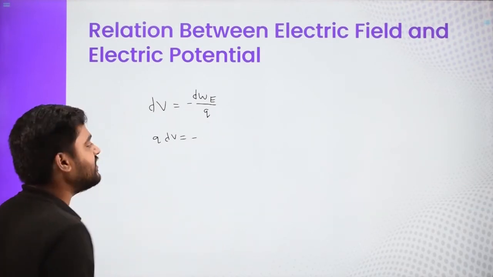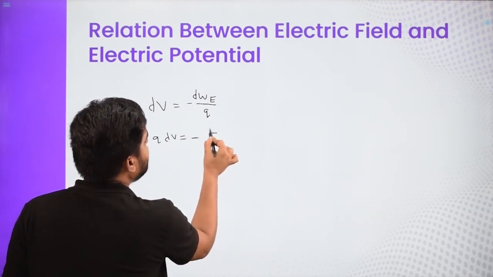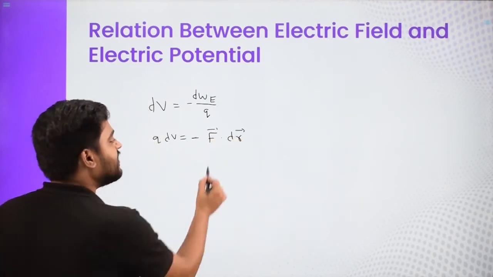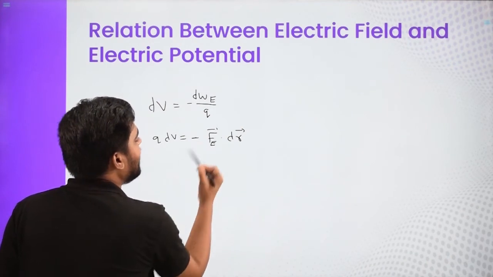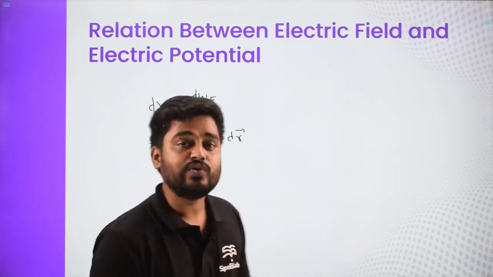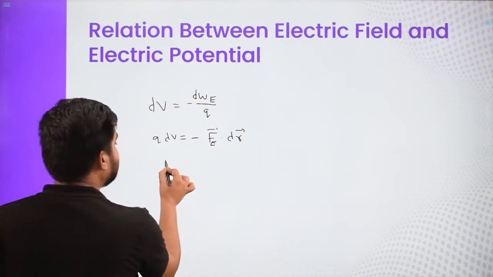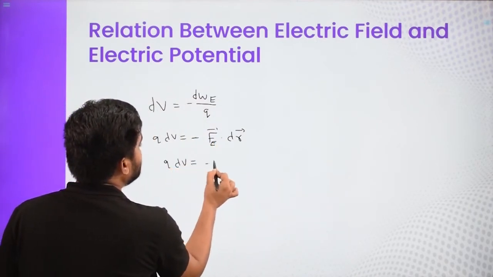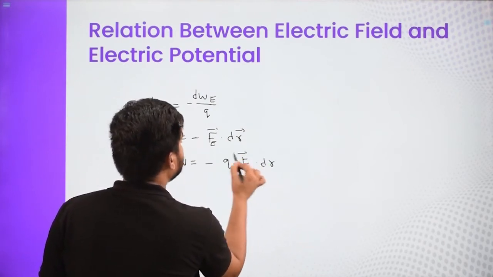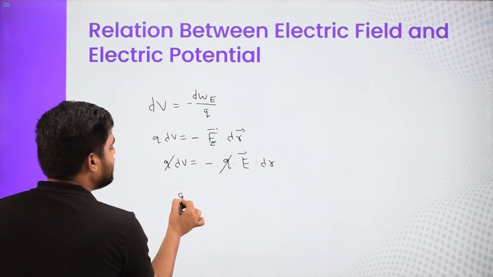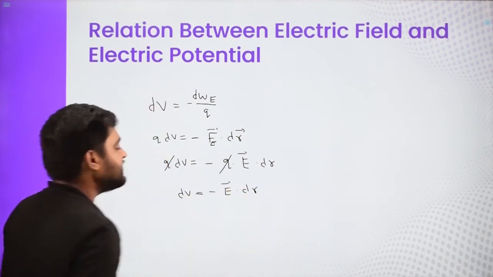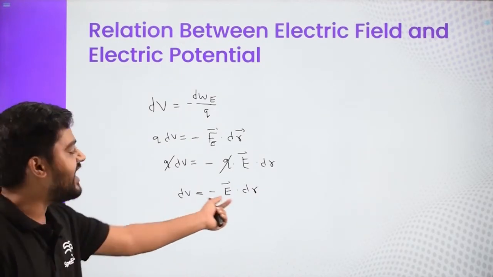And what is the small work done? Work done is nothing but F dot dr. Here F is the force by the electric field. What is the formula for force due to electric field on a charge Q? It is basically QE. So this can be written as Q dV is equal to minus Q E dot dr. So Q is gone and we get dV is equal to minus E dot dr.